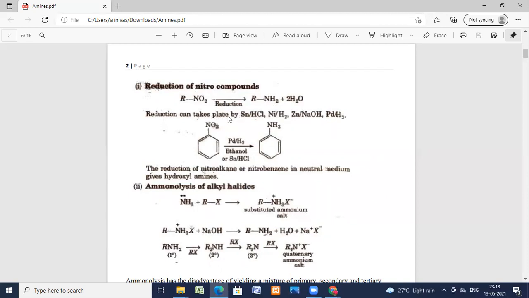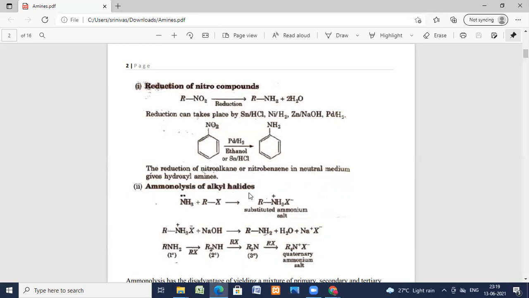Reduction can take place by tin and HCl, also nickel and hydrogen. Next, zinc and sodium hydroxide also function for the reduction process. And palladium catalyst and hydrogen can also reduce the nitro compounds to amines. Now we'll see that the reduction of nitroalkanes or nitrobenzene in the neutral medium gives hydroxylamine.